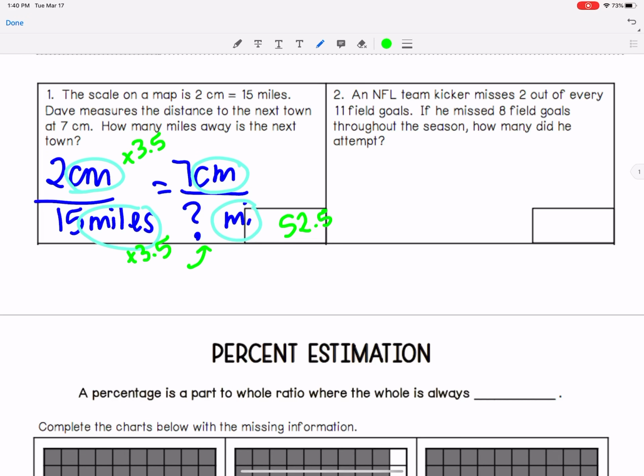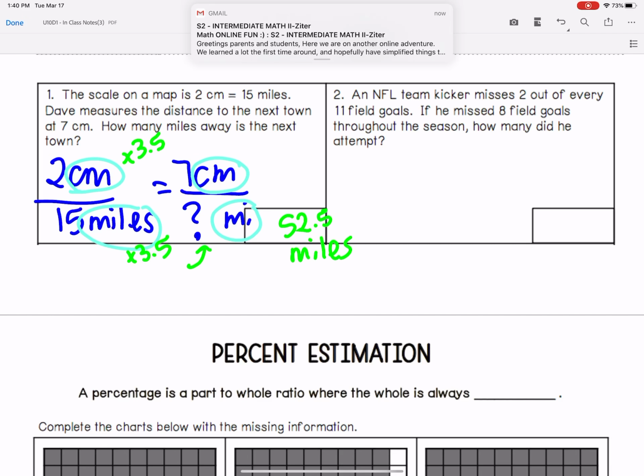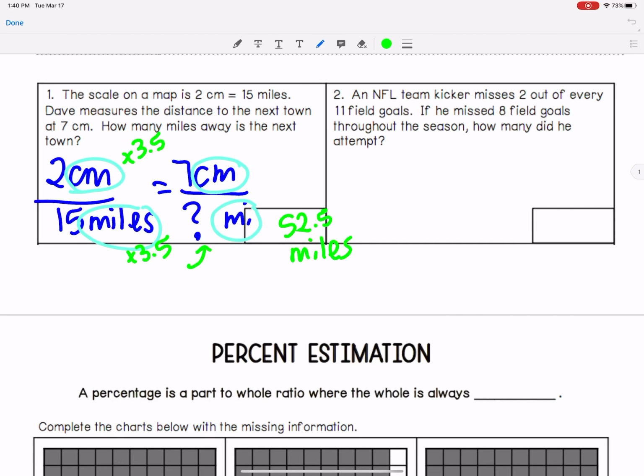And my answer is going to be miles, because I'm talking about miles on the bottom of our fractions. Now, another way that my students specifically really like to solve this, we've talked about so many different ways to solve proportions, and what they figured out is that there is kind of a shortcut that you can use. So let's talk about that really quickly.